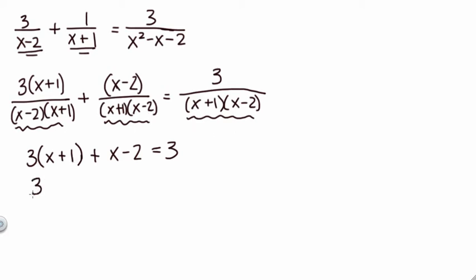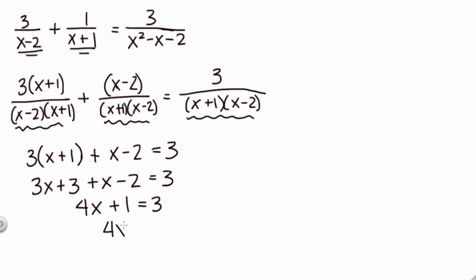So multiply through, we get 3x plus 3 plus x minus 2 is equal to 3. Combine the like terms, so we get 4x plus 1 is equal to 3. Subtract 1, so we get 4x equals 2. Finally, we get x equals 2/4, which is 1/2, or for those of you who want to write it in terms of decimal, it's 0.5.